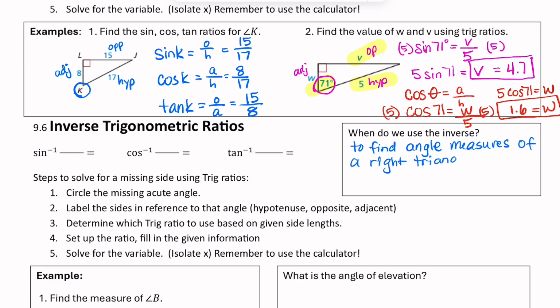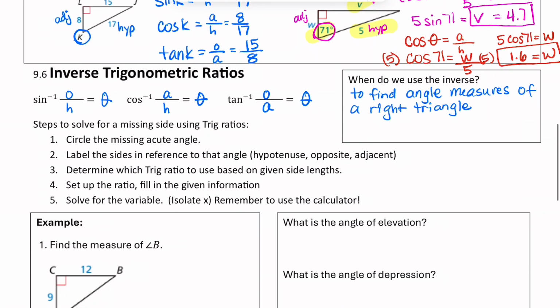Once again, all of these are being used with the right triangle only, and we need to have at least 2 side measurements. So what we do is we have sine^-1 of the ratio, opposite over hypotenuse, equals theta. Cosine^-1 of adjacent over hypotenuse equals theta, and tan^-1 of opposite over adjacent equals theta. Remember, this -1 is not an exponent. It's just saying that we are taking the inverse of sine, cosine, and tangent.